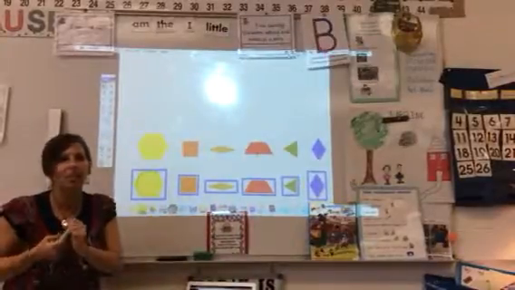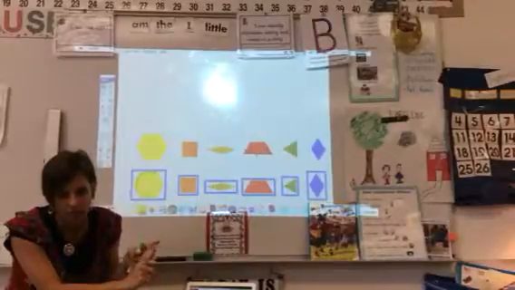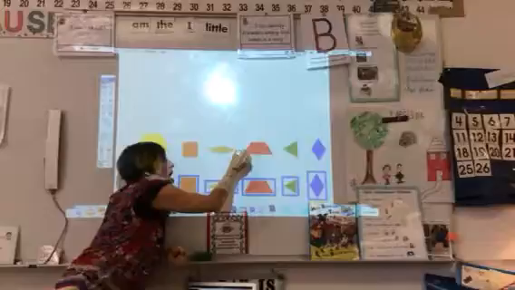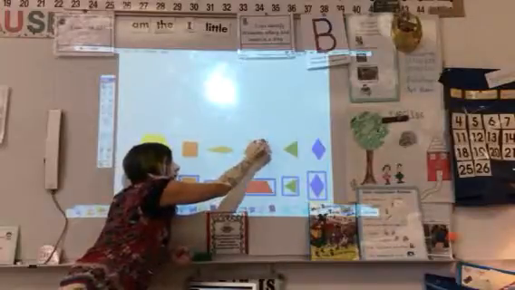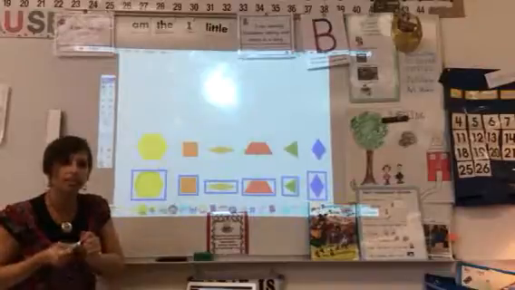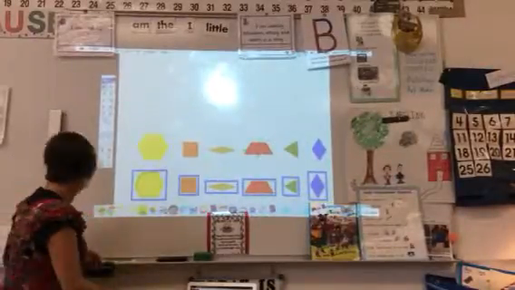Okay, tell me something else about a trapezoid. This group had something. Tell me something. 4 sides, and you told me? 4 angles. Let's count them. 1, 2, 3 angles, 4 angles. Something else about a trapezoid. If you stick 2 trapezoids together, it will make a hexagon.